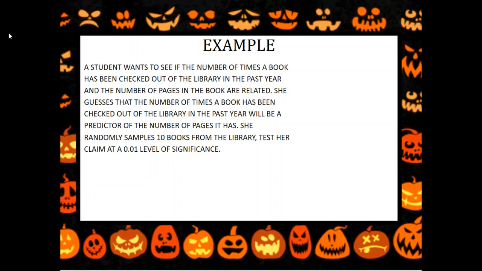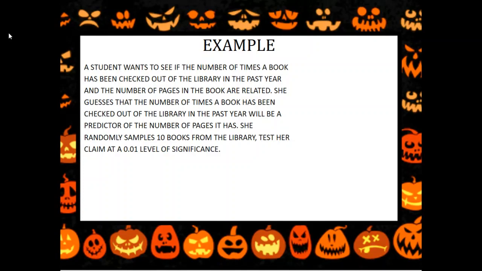She guesses that the number of times a book has been checked out of the library in the past year will be a predictor of the number of pages in the book. So if she were to just look in the computer and see that this one was checked out 50 times, she's going to think, oh, I'm guessing she's thinking smaller numbers. Maybe it's got less than 200 pages, whatever. Notice nowhere in here does it specify that she thinks it's a positive or a negative relationship, right? It doesn't say she thinks the more times it's checked out, the bigger the book, or vice versa. It just says she thinks there's some kind of relationship and that she could use one to predict the other.